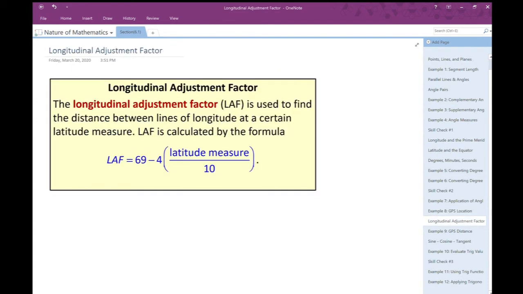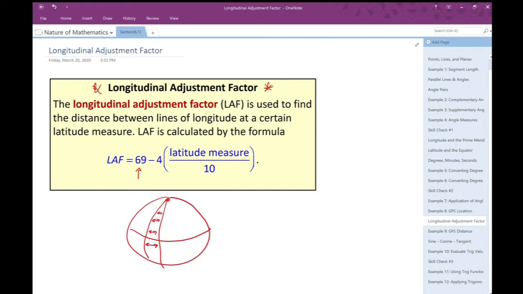But next we have what's called the longitudinal adjustment factor. And this has to do with what I was saying earlier, that the distance between these lines is not constant. As you go further north, the distances between them get tighter and tighter, and eventually go to zero when you get to the North Pole or to the South Pole. So this longitudinal adjustment factor helps us determine what is the distance between these longitudinal lines at different measures of latitude.